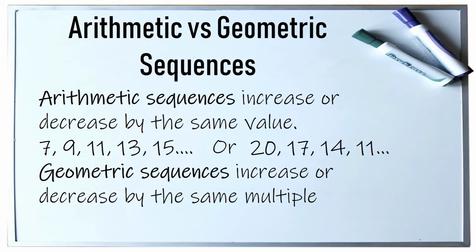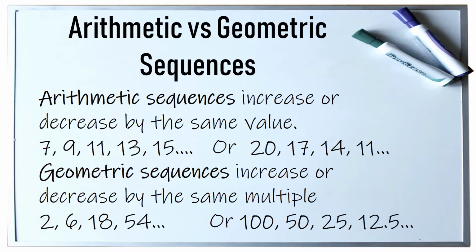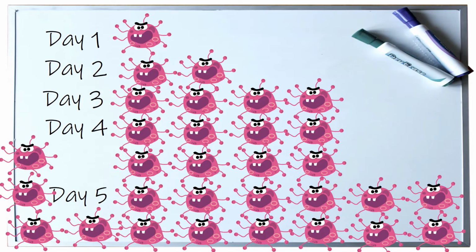A geometric sequence increases or decreases by the same multiple. So if you started at 2 and you multiply by 3 each time, you would end up with 2, 6, 18, 54. Or if you started at 100 and you halved each time, which is multiplying by 0.5, you end up with the numbers 100, 50, 25, 12.5. If we go back to our virus, which is doubling each day, effectively it is multiplying the previous day by 2.